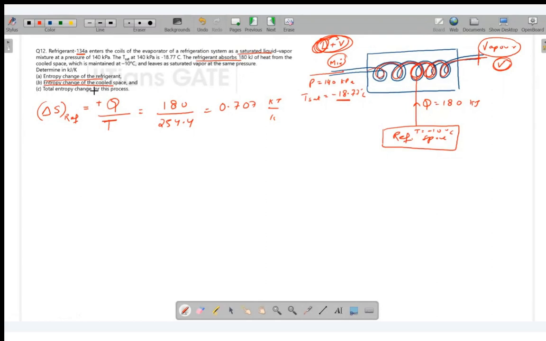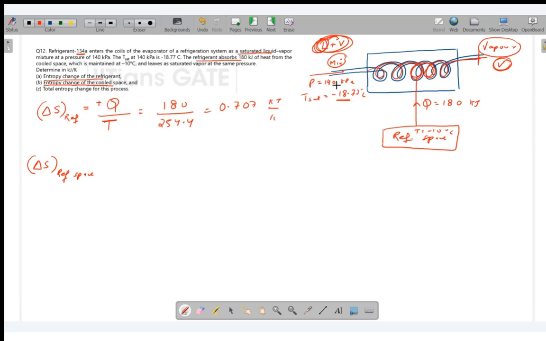Second is the entropy change of the cooled space. Now tell me what formula I can apply here, for the refrigerated space. Is it isothermal heat transfer or non-isothermal, first of all? Come on, guys, quickly, otherwise we will not be able to solve questions. I want you to answer it, because if I tell you, it will be too easy for you and you will not remember. I want you to remember it for a later period of time.